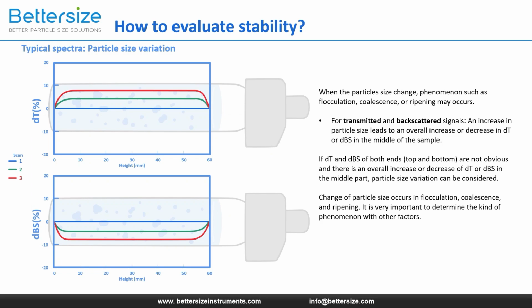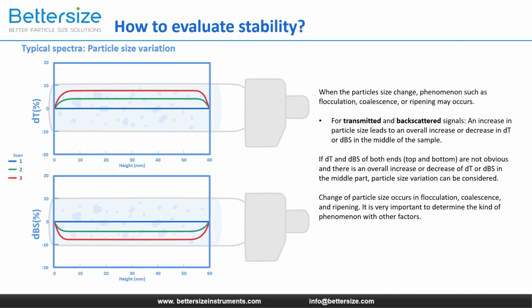Flocculation, coalescence, and also ripening often lead to particle size variation. When we analyze the spectra, if there is an overall increase or decrease in the middle without characteristic peaks at the top and the bottom, it can be inferred that the particle size changes.